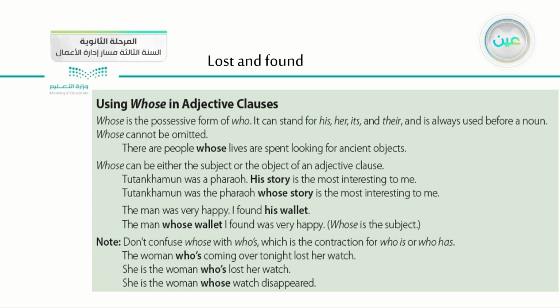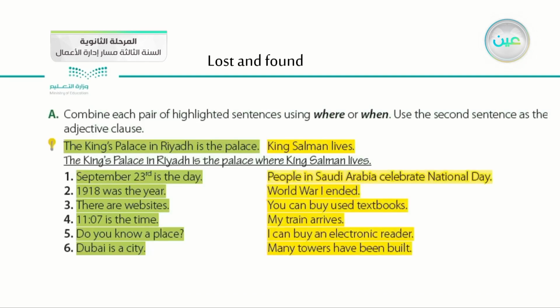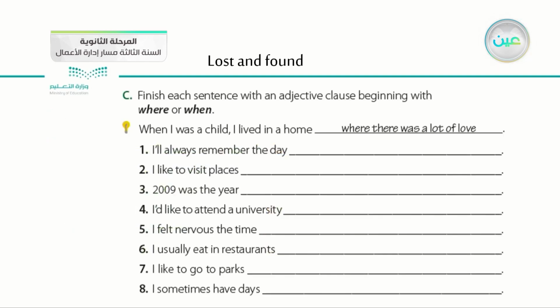As you see here, this is the note that we have discussed at the beginning of this part. Here we'll go over some of the examples that are very important. In this part, we'll combine each pair of highlighted sentences using where or when. Use the second sentence as the adjective clause. Let us do them together, and then inshallah we'll move to another exercise. As you see here, we have this part where we finish each sentence with an adjective clause beginning with where or when. Let's see how we can do these parts. Of course, this one is done for you, and let's go over these ones.